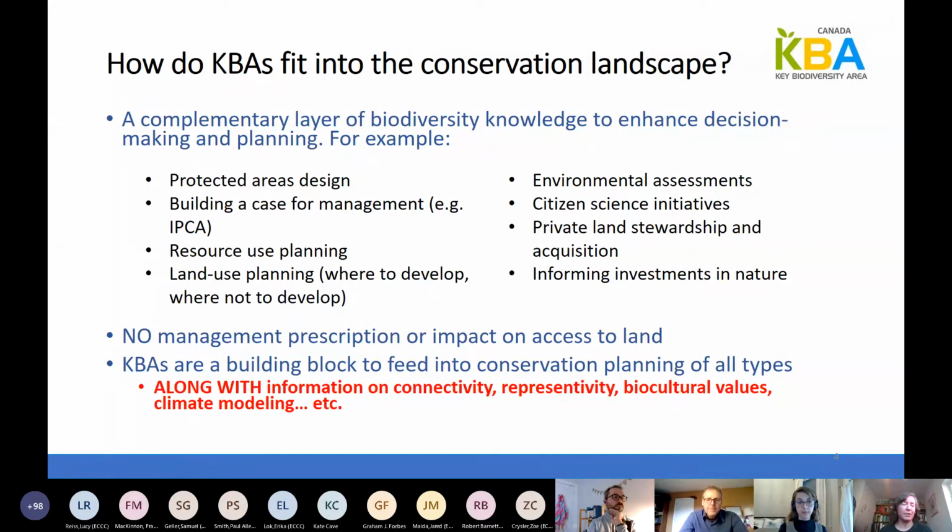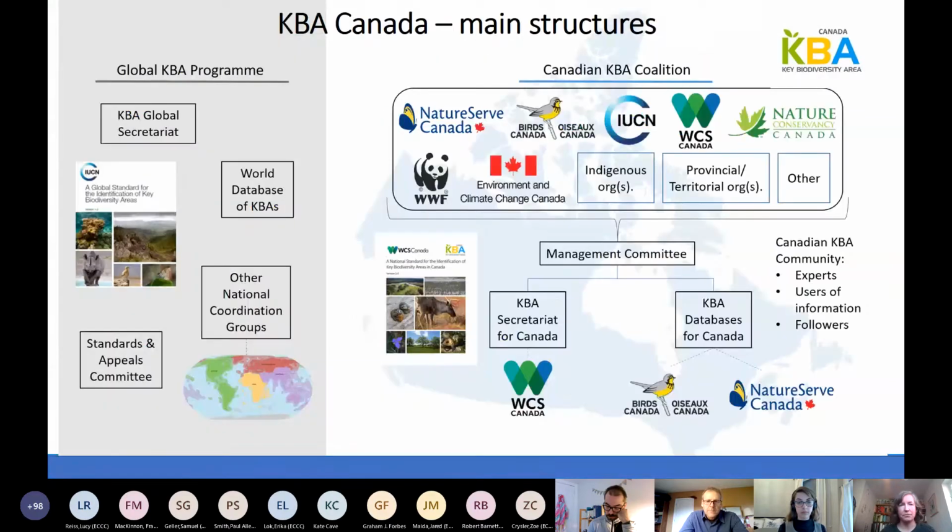You need to, for even wise protected area planning, you need to combine this information on key biodiversity areas, which does capture very specific elements of biodiversity in a very specific way, but you need to consider that along with information about connectivity, representativity across ecosystems and ecoregions, biocultural values, climate modeling, etc. So it's one piece of information.